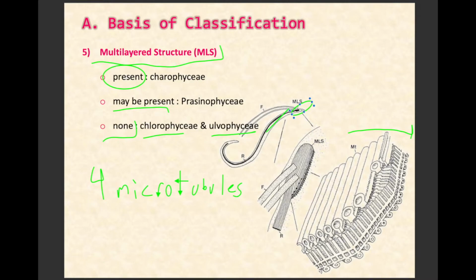And usually, the first layer of your, so apat na layers yan. The first layer here, right here, the first layer that is very close to your, diba, ayan, sa cell membrane mo, sa plasma lemma mo, this is usually the biggest and the largest. So, but yeah, the entire function of this MLS structure right here is for locomotion.